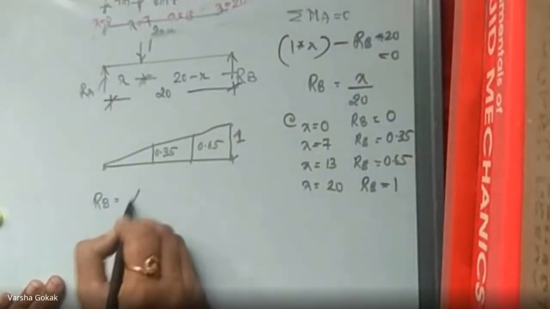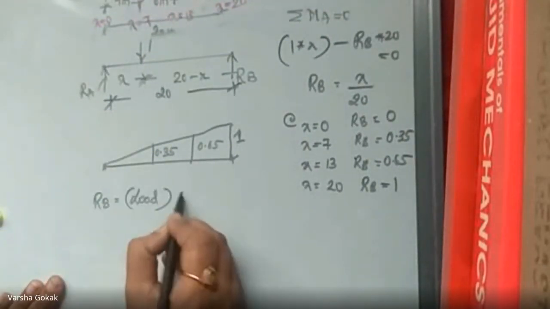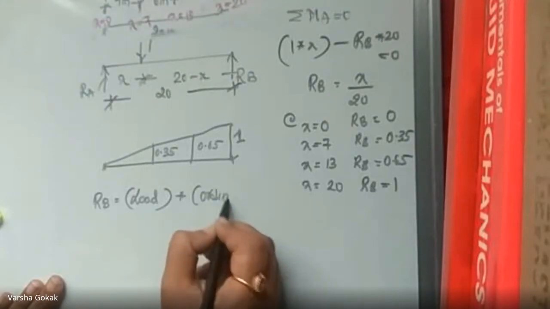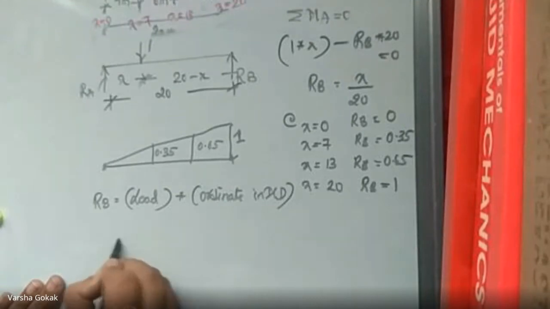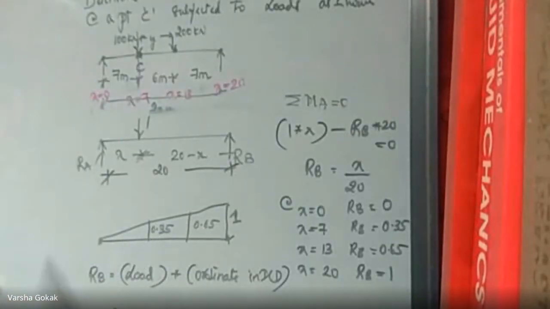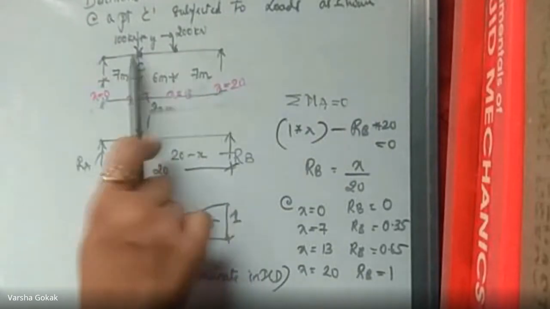RB is calculated as the given external load into the ordinate in the ILD, influence line diagram. So for a second, you might feel you will get the same answers. Why? Because 0.65 and 0.35 are the same. But you will get a different answer because their positions have changed and so the loadings will change.